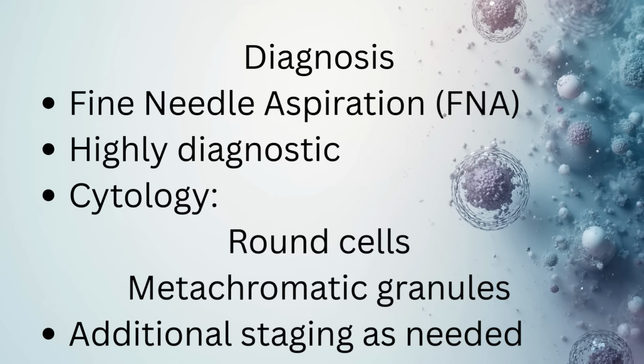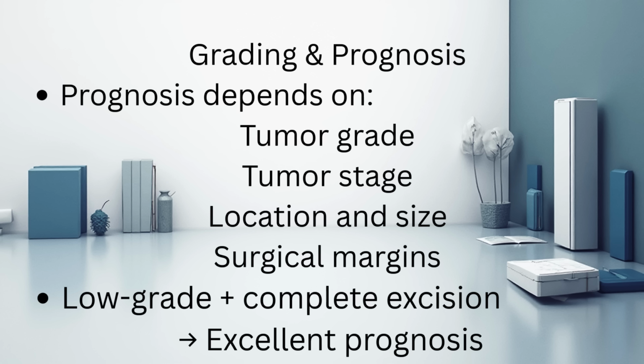The diagnosis of mast cell tumor is obtained using fine needle aspiration, which is highly diagnostic, and cytology. Cytology shows evidence of round cells and metachromatic granules. Additional staging is performed as needed. The prognosis of mast cell tumors depends on tumor grade, tumor stage, location and size, and surgical margins. Low grade tumor plus complete excision equals an excellent prognosis.